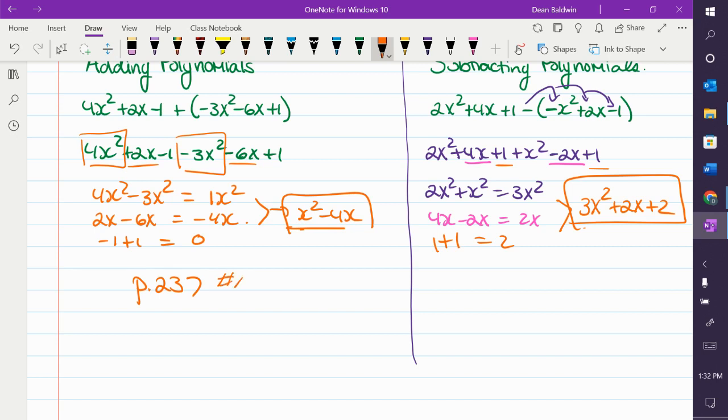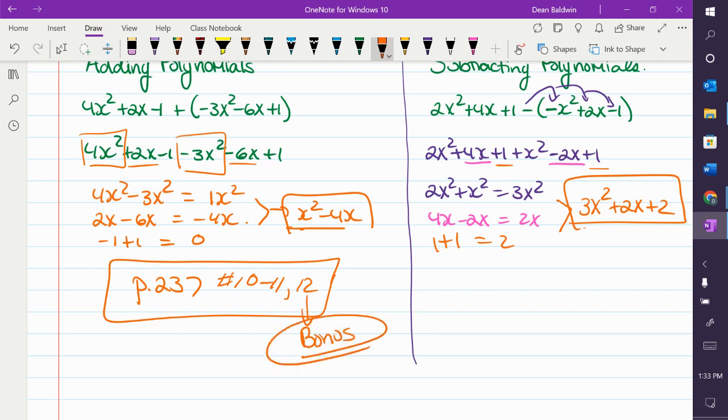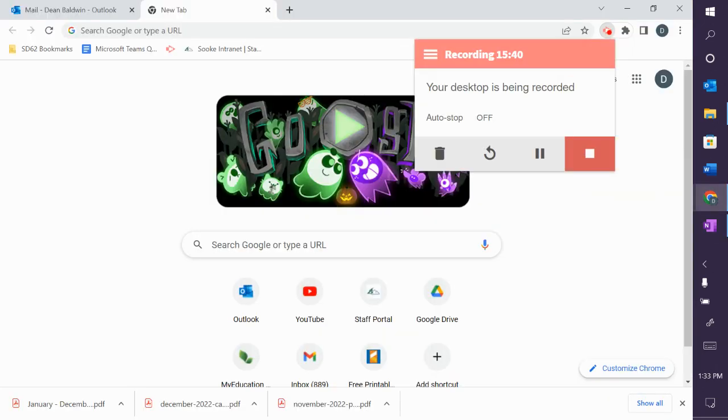Page 237, questions 10 and 11. Question 12, if you want to know what the bonus question is going to look like tomorrow. And remember, you have a quiz tomorrow on all this stuff, which is the mid-chapter review before we start new stuff.